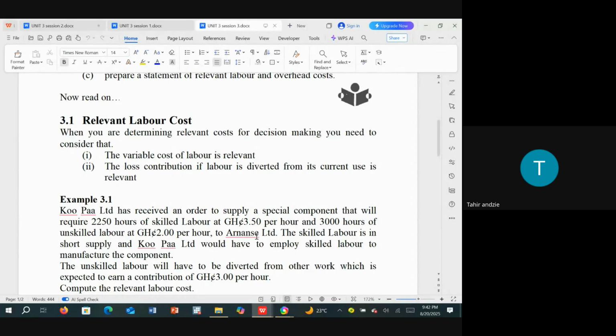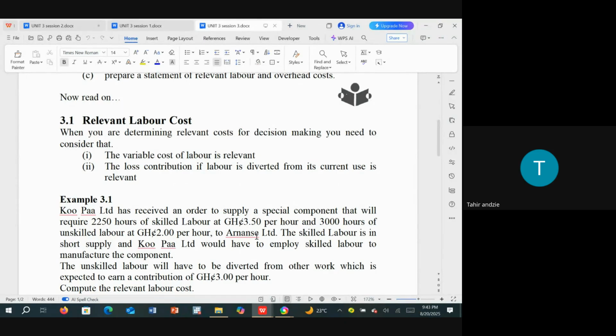And by lost contribution, we are saying that if labor have already been employed by the organization and they are already on the payroll of the company, you are paying them. If you take a decision to produce a particular product, and the labor who are already working are going to be diverted from the work they are doing to the new product, then the relevant cost is the contribution that you lose when you divert them.